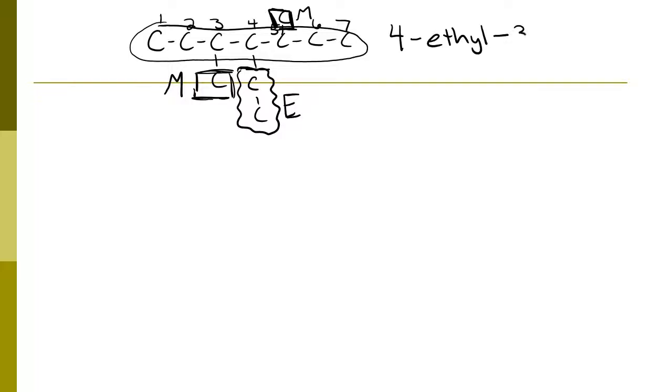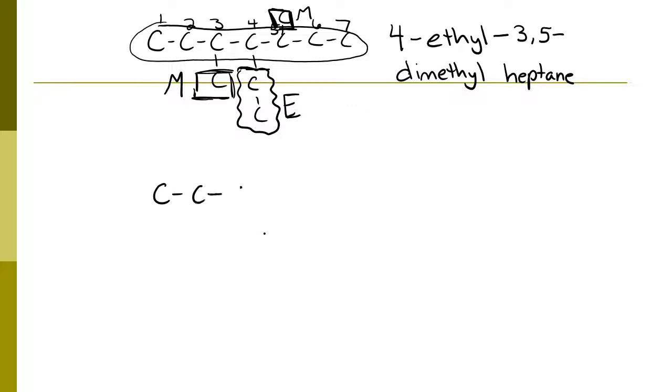On number 3 and on number 5, we have methyl groups. Now, to really emphasize the fact that there are 2 methyl groups that we're looking at, they call it dimethyl. There's 2 methyl groups, 2 separate methyl groups. And then the longest chain had 7, so we call it heptane. 4-ethyl 3,5-dimethyl heptane. That's kind of crazy, isn't it?